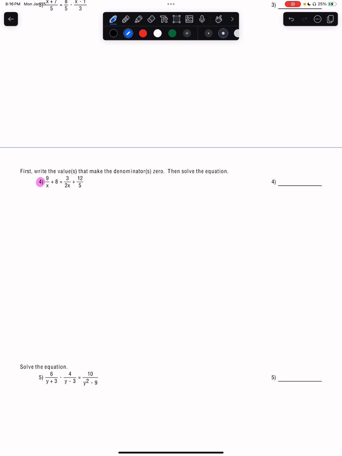Alright, for this problem, first we need to write the values that make the denominator 0, and then solve the equation. So what it's wanting us to do by first writing the values that would make the denominator 0 is what we're finding are called restrictions. And these are values for x that we cannot put in the equation because we can't divide by 0. So anything in the denominator that would end up making this 0, we cannot have.